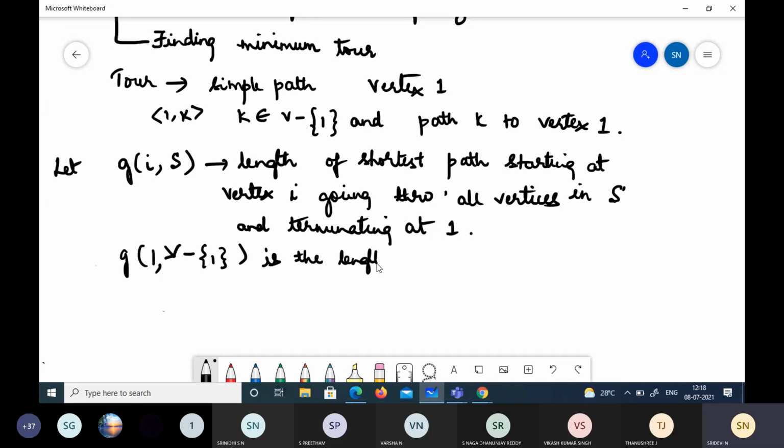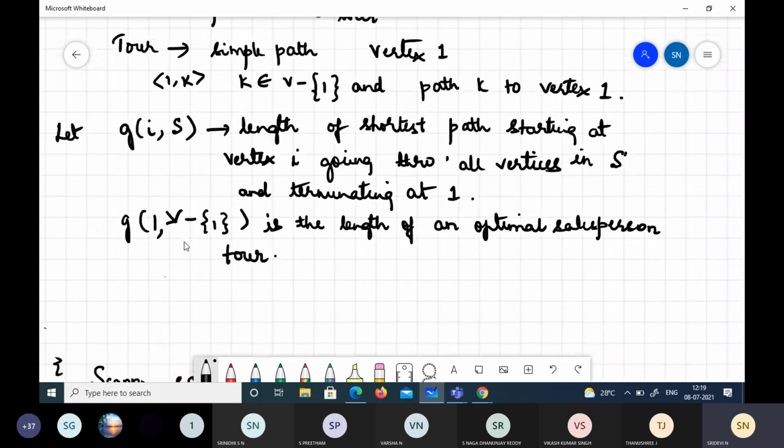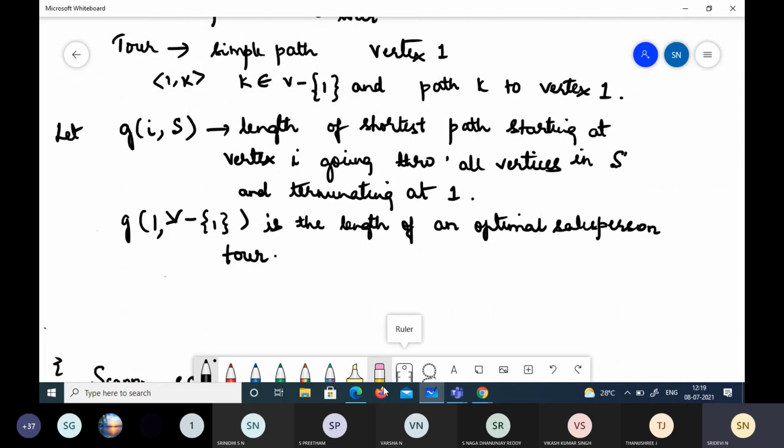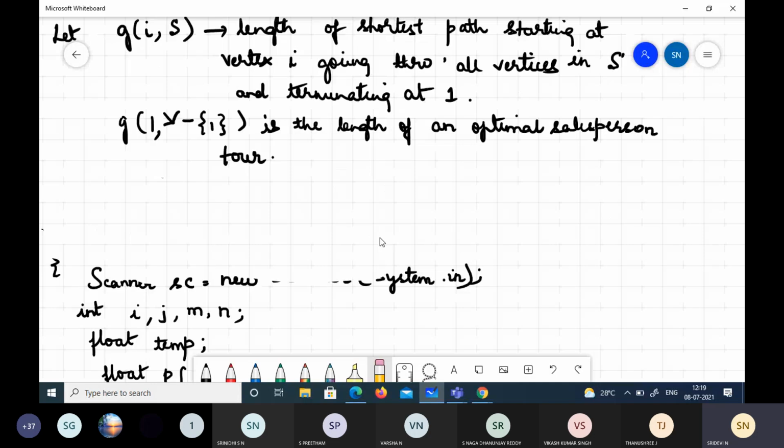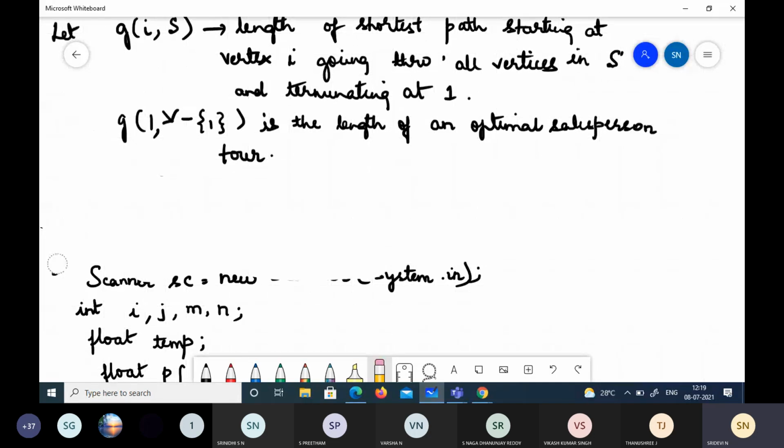We will solve the problem. As I always tell you, you will understand better when we take one example. When it is illustrated, it becomes simple. If I just explain, you may understand somehow, but when I illustrate it with an example, it will be more clear for you. So finally, when we get this g of 1 comma V minus 1, we will have the length of the optimal salesperson tour. You know that the tour should be minimum, so we get the minimum tour when we calculate this g.